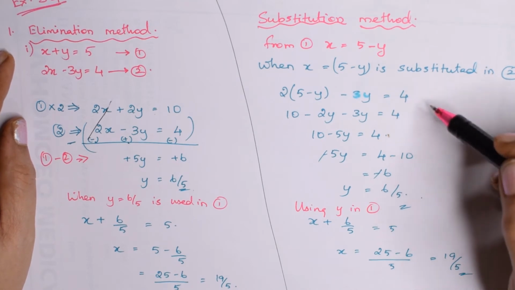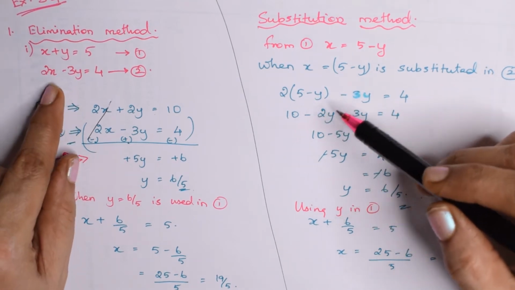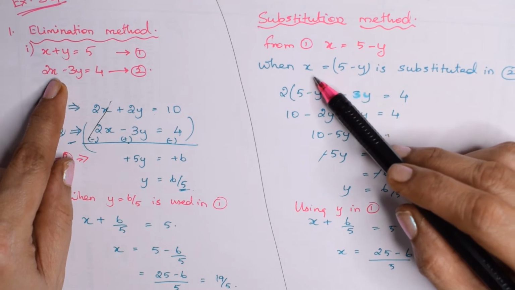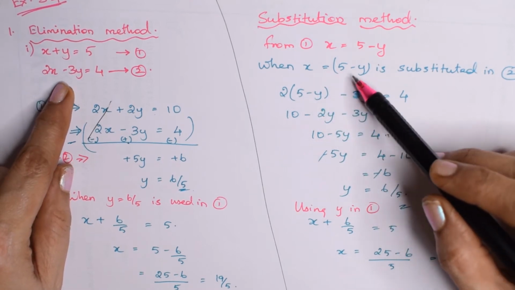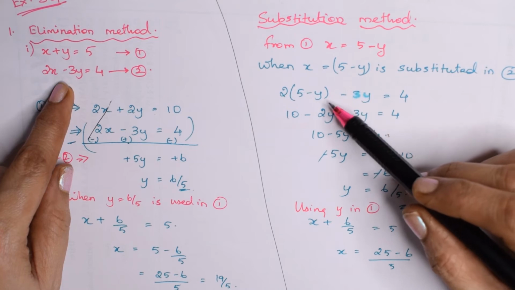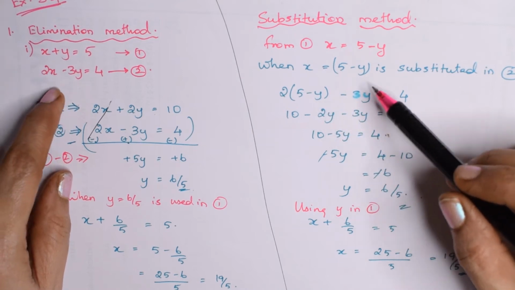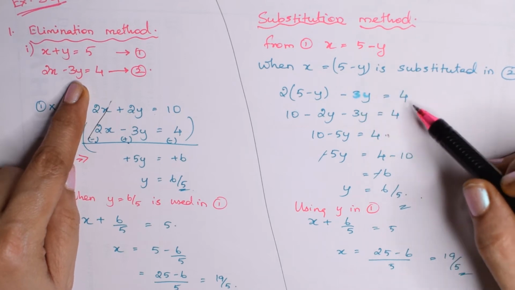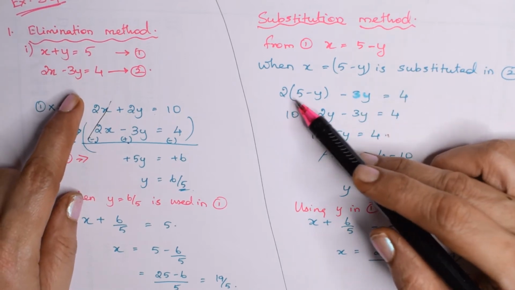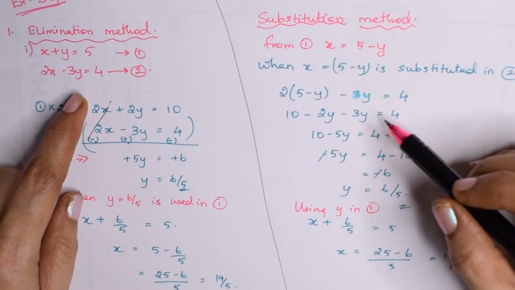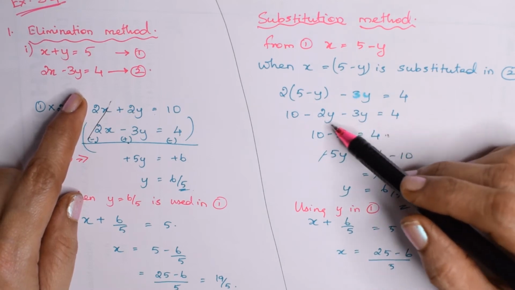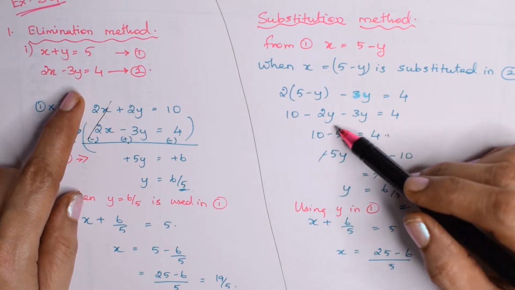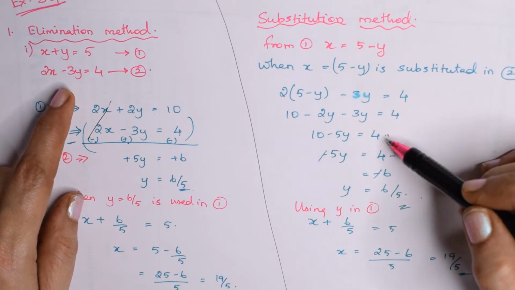Okay, when I substitute the value in this equation, I have found the value of x, right? In the place of x, I use the value 5 minus y, and when I substitute, I get 2 into 5 minus y minus 3y, the given equation, minus 3y is equal to 4, and I bring the 2 inside. 10 minus 2y minus 3y, both are y terms, I can add it, both are same symbol, so I add it. 10 minus 5y is equal to 4.